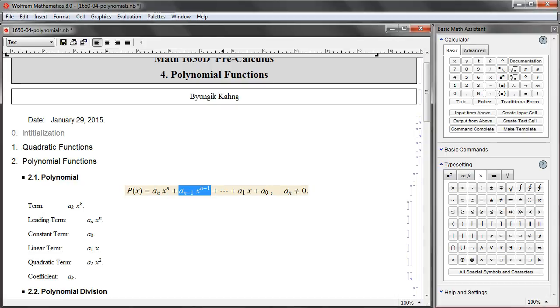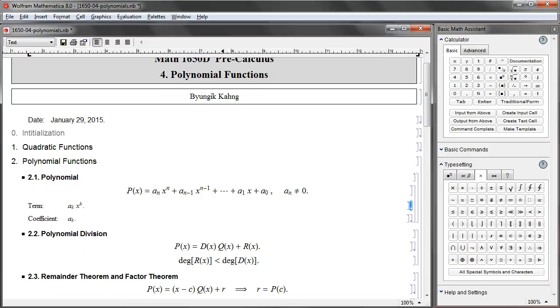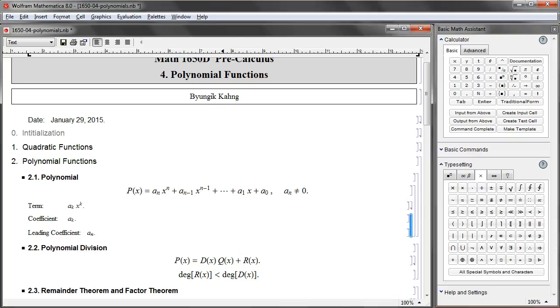It's not called the leading term anymore. The last one, a_0, is often called the constant term because there's no x there. a_1 times x to the first power is often called the linear term because the graph of a first power function is a line, so it's linear. And then a_2 x to the second power is often called the quadratic term. a_3 x to the third power is called the cubic term, and so on. And all these a_k's are called coefficients. The leading coefficient is a_n.